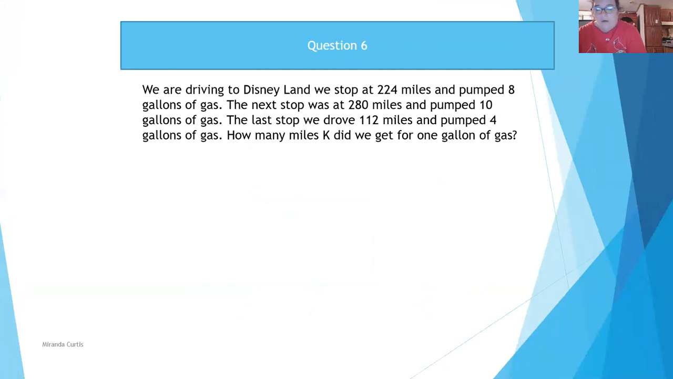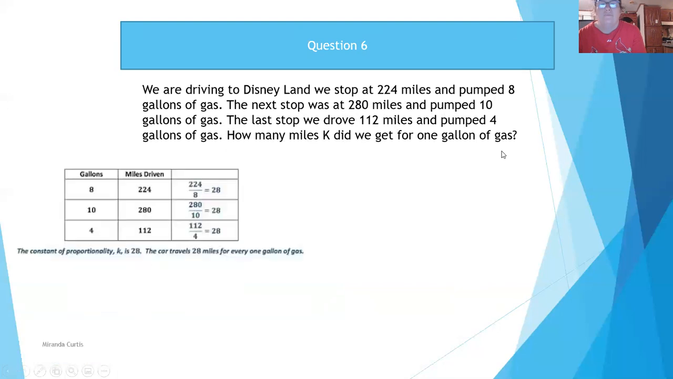So we are going to do proportional reasoning, and here's the scenario. We are driving to Disneyland. Whoop, whoop, go Disneyland. We stopped at 224 miles and pumped 8 gallons of gas. The next stop was at 280 miles and we pumped 10 gallons of gas. At the last stop, we had driven 112 miles and pumped 4 gallons of gas. How many miles, K represents miles, did we get per gallon of gas?